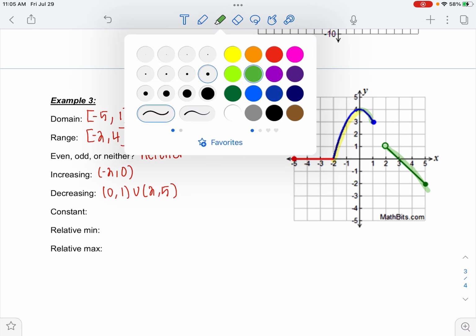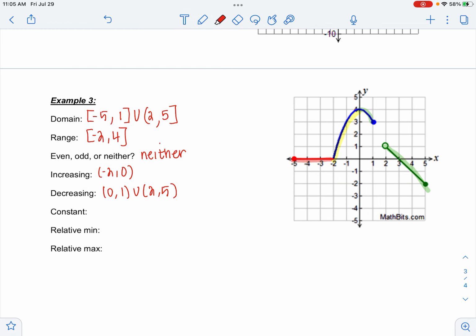Last but not least, a constant, which is this red piece right here. And it is constant from -5 to -2.